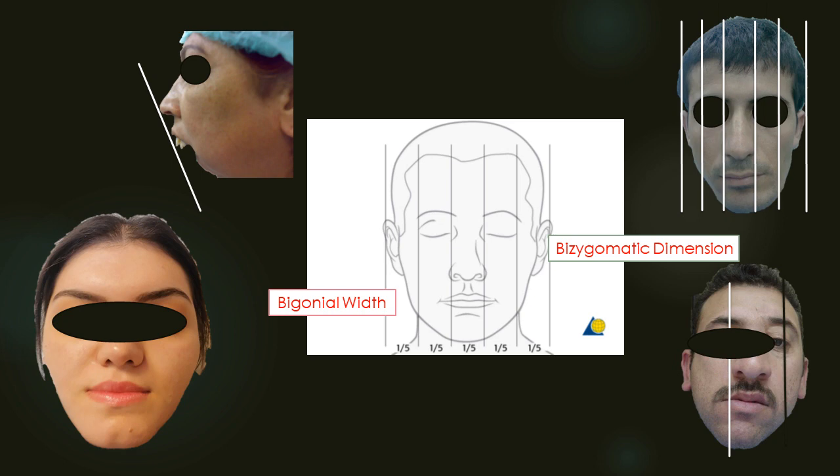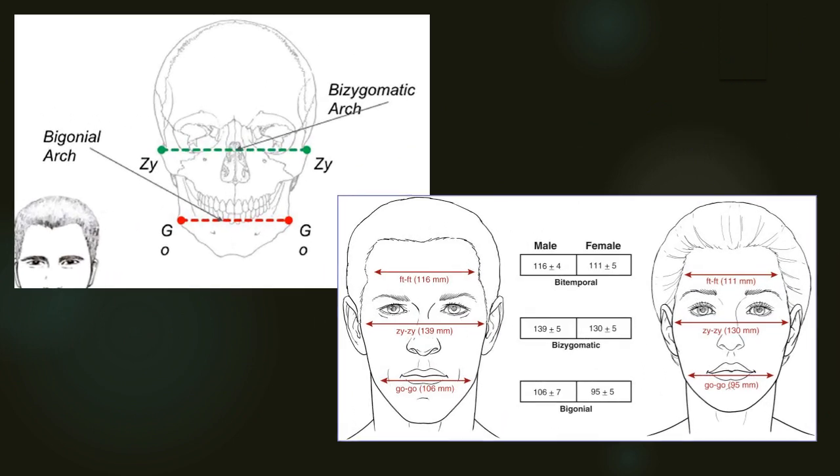A person with a giant build will also have giant facial bones. The height to width proportion is 1.3 to 1. These figures show the bizygomatic arch dimension and the bigonial arch dimension. Other photos show the difference between male and female in bitemporal, bizygomatic and bigonial dimensions.